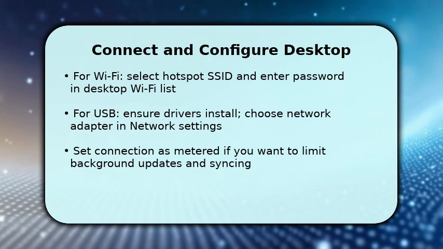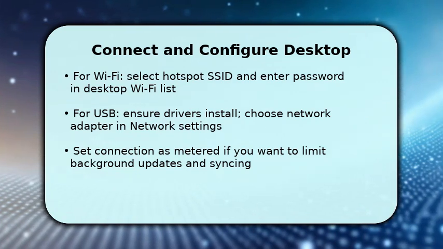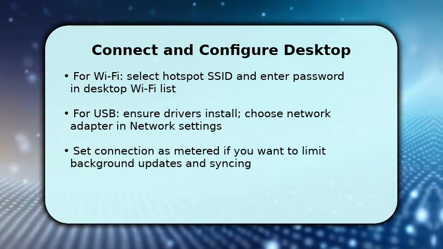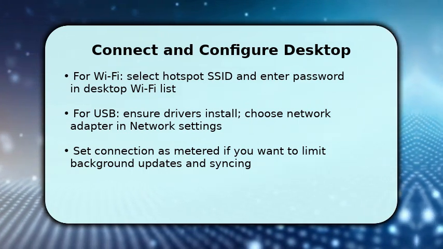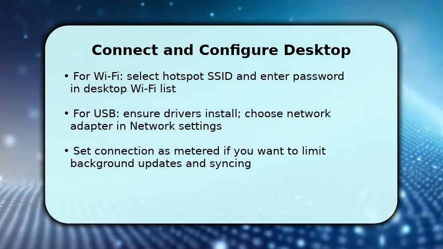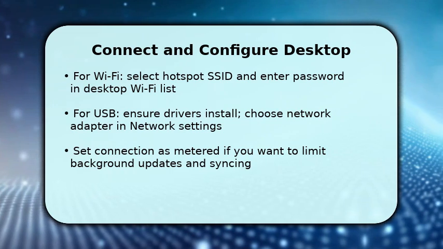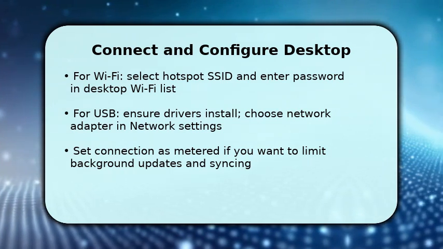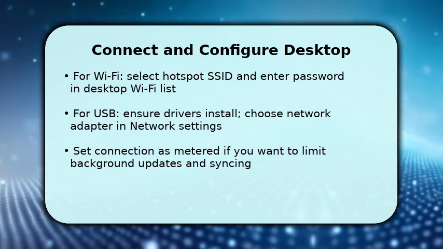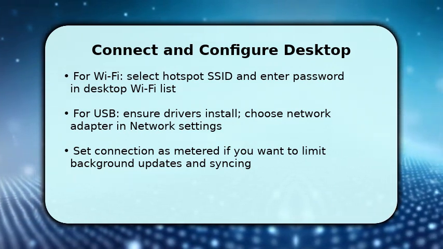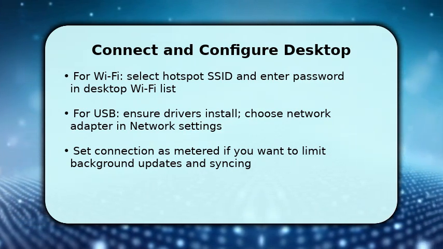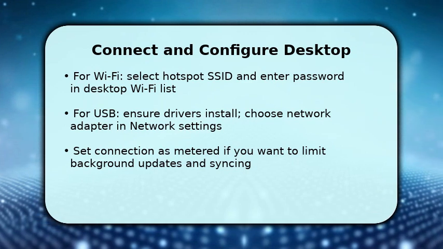Next, connect the desktop to the phone. For Wi-Fi, open your desktop Wi-Fi menu, pick the hotspot SSID, enter the password, and wait for an IP address. For USB tethering, let the OS install drivers, then open Network Settings and verify the tethered adapter has an IPv4 address. Once connected, set the network as metered to prevent large updates, and check DNS or proxy settings if your workplace requires them. Make sure the desktop shows internet access, and test a quick web page to confirm.